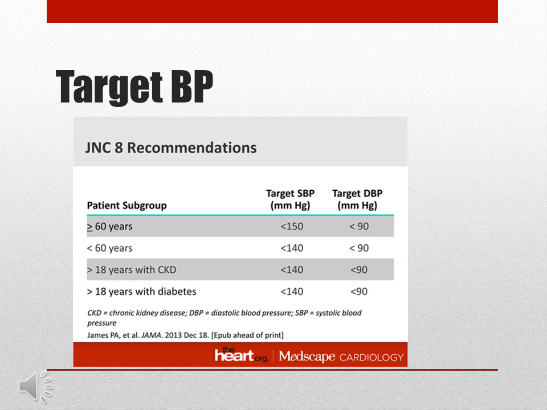Older than 18 years old with chronic kidney disease, their target blood pressure is less than 140/90. Older than 18 years old with diabetes, their target blood pressure is less than 140/90. Each patient's target blood pressure will depend on their age and other medical problems they may have.